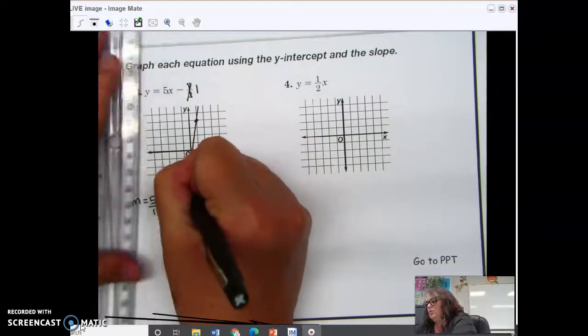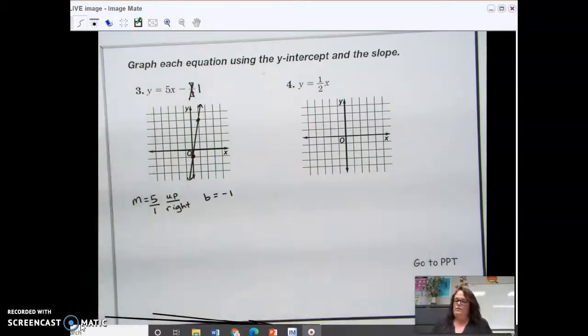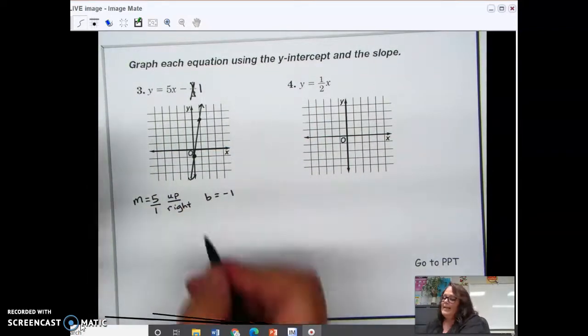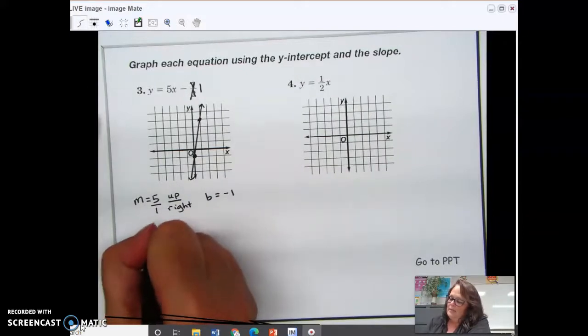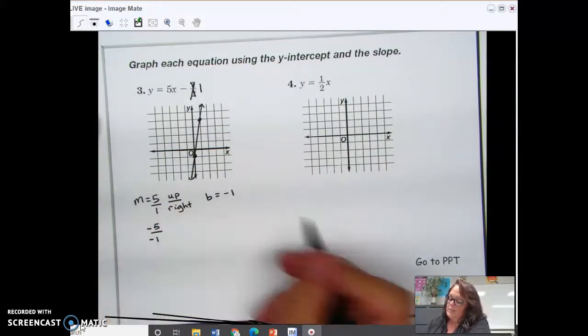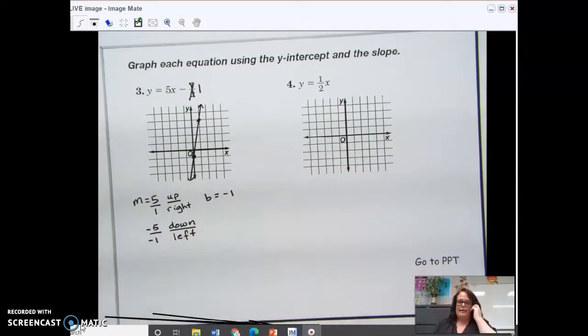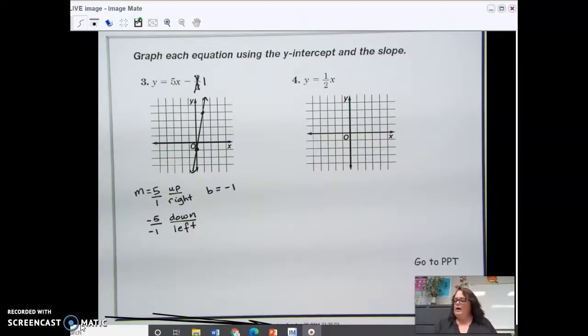And then just to notice, since my slope was positive, as I drag from left to right, think of it as an escalator going up. If that didn't fit into my graph, I could take the opposite of the top and the opposite of the bottom, and I could have gone down 5, and I could have gone to the left 1, and that still would give me a point on that line. So take a moment to pause and go ahead and try number 4.